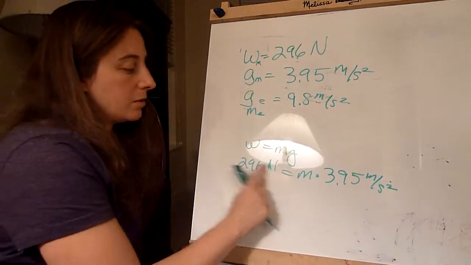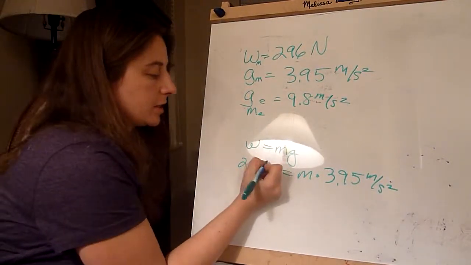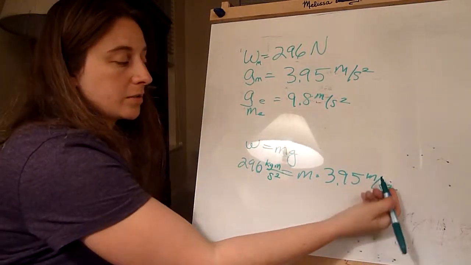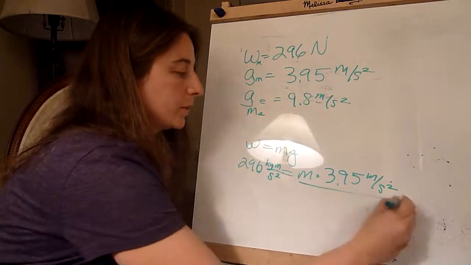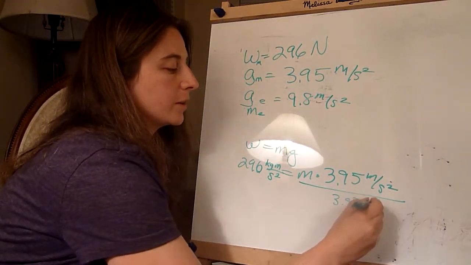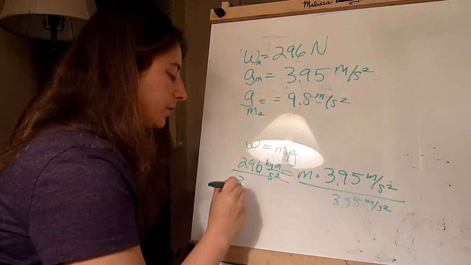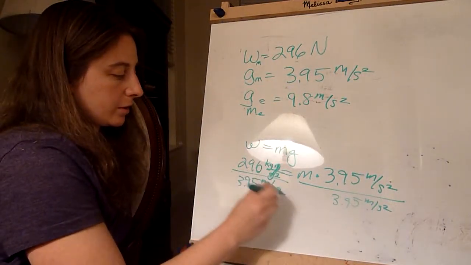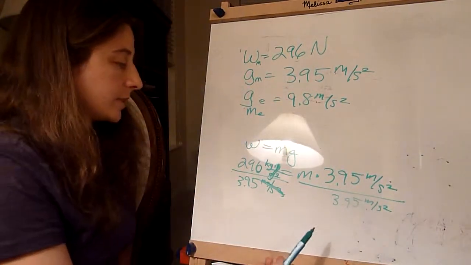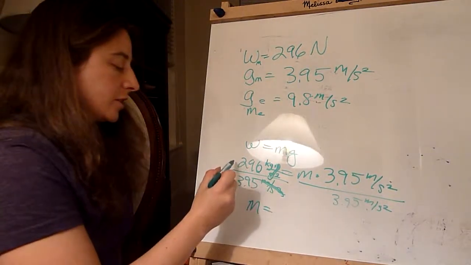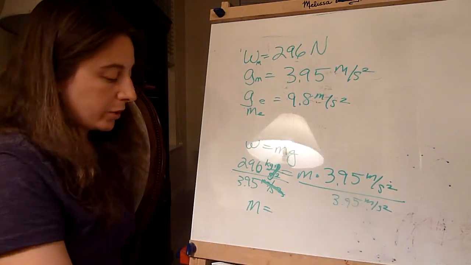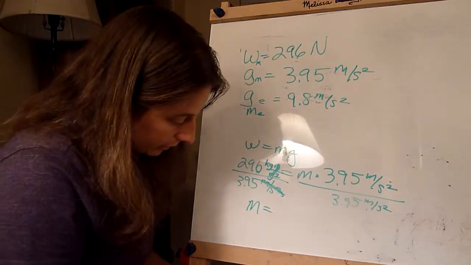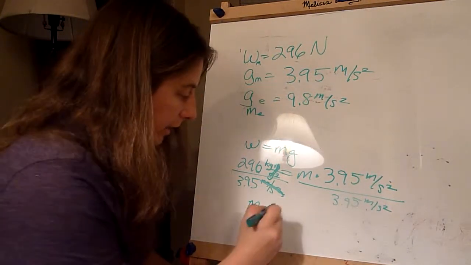Now, when you have units like newtons that are composite units, it's much easier if you say, I know a newton is a kilogram meter per second squared. So when I divide both sides by 3.95 meters per second squared, you can see my meter per second squared is going to cancel out, leaving me with a unit of kilograms. So my mass will be 296 kilograms divided by 3.95, which is, looks like, 74.9 kilograms.